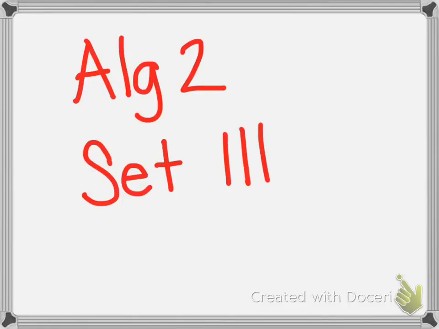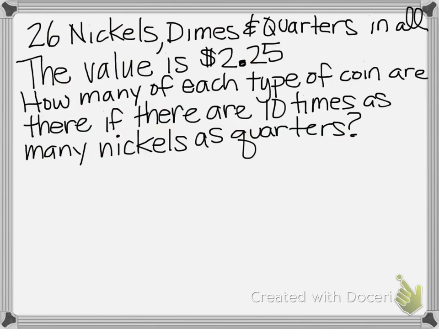This is Algebra 2, set 111. These are called systems of equations with three variables or three unknowns, three equations. And these are number value problems.